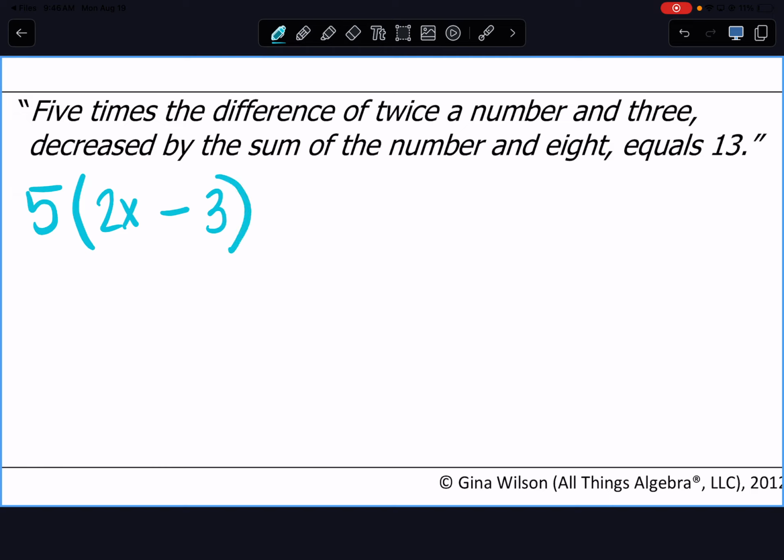Then it's being decreased. Is decreased plus or minus? Minus. And if I'm talking about the sum of a number and 8, am I going to use parentheses again? I do that because it's saying it's being decreased by the sum, so it's being decreased by those two things added together. If it said it's being decreased by 5, then it would not be a parentheses. Now, how would I write what's inside that second parentheses? x plus 8. Then I can close my parentheses and it equals 13. And now solve it.